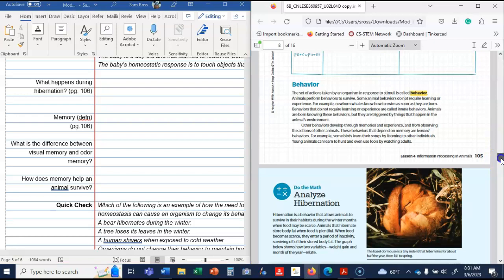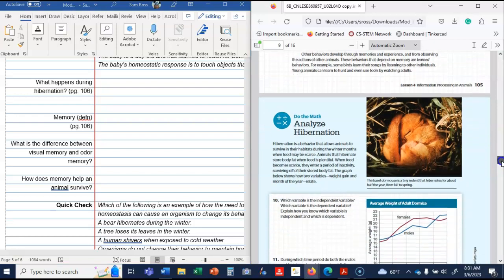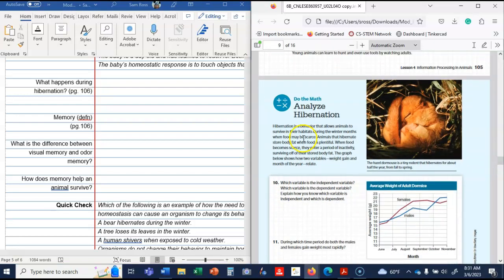What happens during hibernation? Let's go this way. 106. Hibernation is a behavior that allows animals to survive in their habitats through the winter months. Animals that hibernate store body fat when food is plentiful. So I would just write for what happens during hibernation that it's a behavior that allows animals to survive in their habitats during the winter months when food may be scarce.